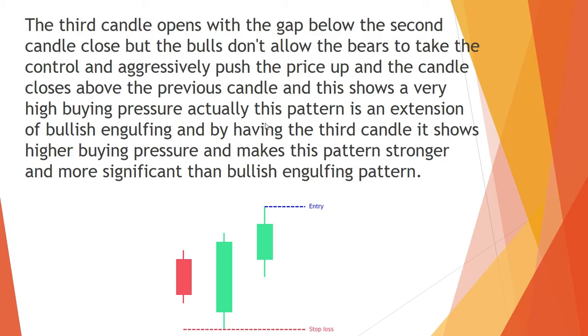So the third candle opens with a gap below the second candle close. This candle opens here and closes here, so the gap is below the second candle close, but the bulls don't allow the bears to take control. It was going down, but it came up because the bulls didn't allow the price to go down. They took control and pushed the price up aggressively, and the candle closes above the previous candle. So this candle here closes above the previous candle, and this shows very high buying pressure.